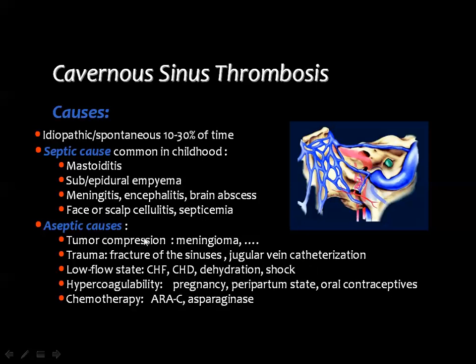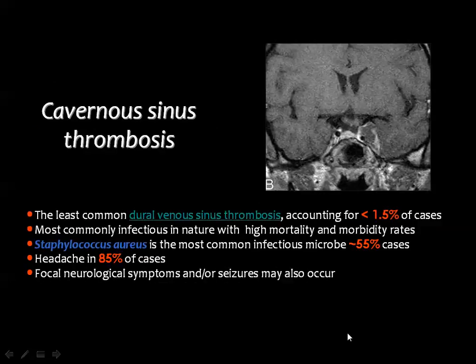Then tumor compression, like parasellar meningioma, for example, fractures, including the fractures of the sinuses or the skull bone, low flow state, like in cases of congestive heart failure or congenital heart disease, dehydration and shock, hypercoagulable state, which is seen in pregnancy or in patients receiving oral contraceptive pills or after labor, and also chemotherapy may contribute to this thrombosis.